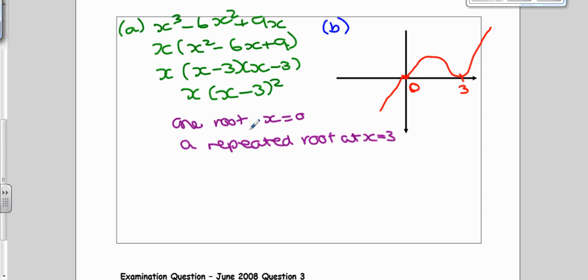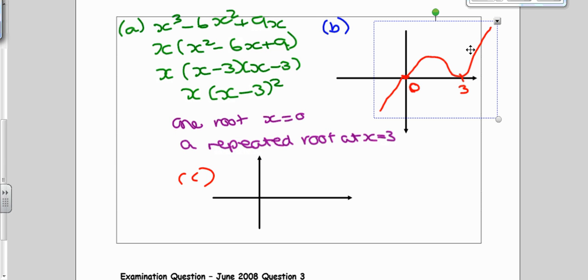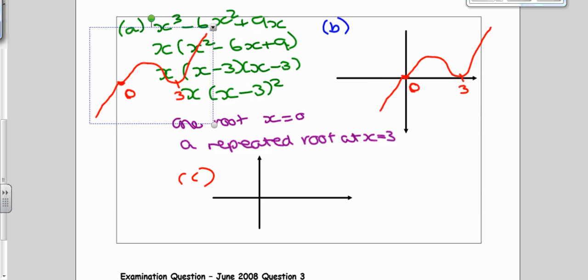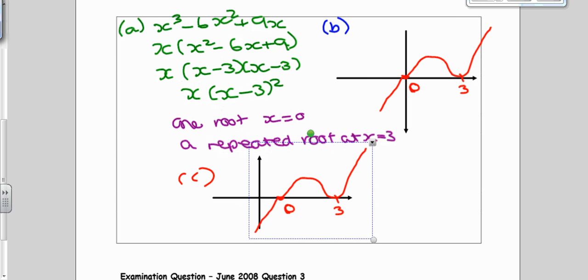So for part C, I need to draw my axes again. And this time, my curve is going to be moved 2 spaces to the right. So these will no longer be the points where the axis is cut.